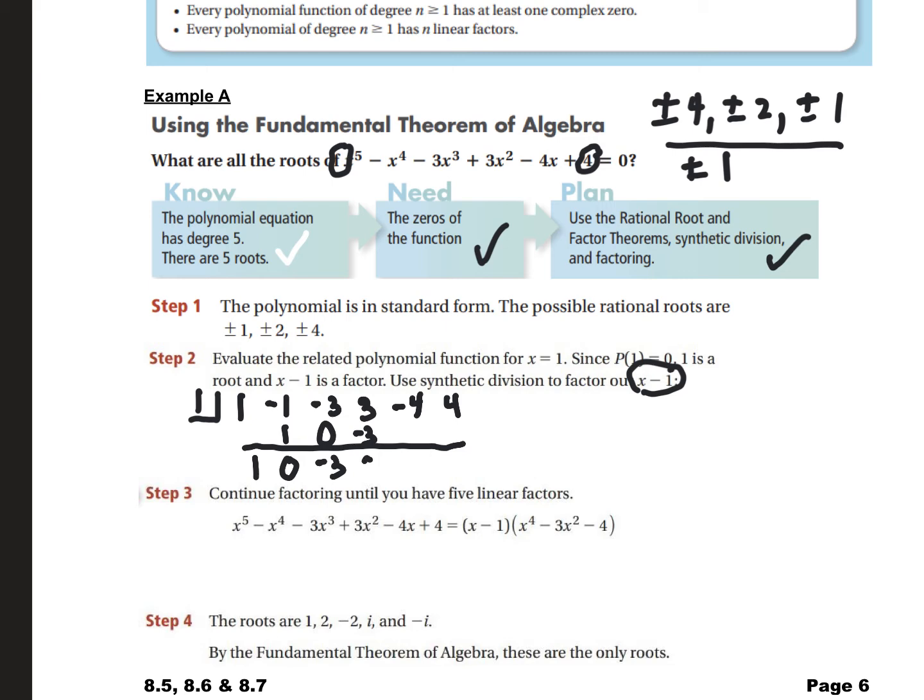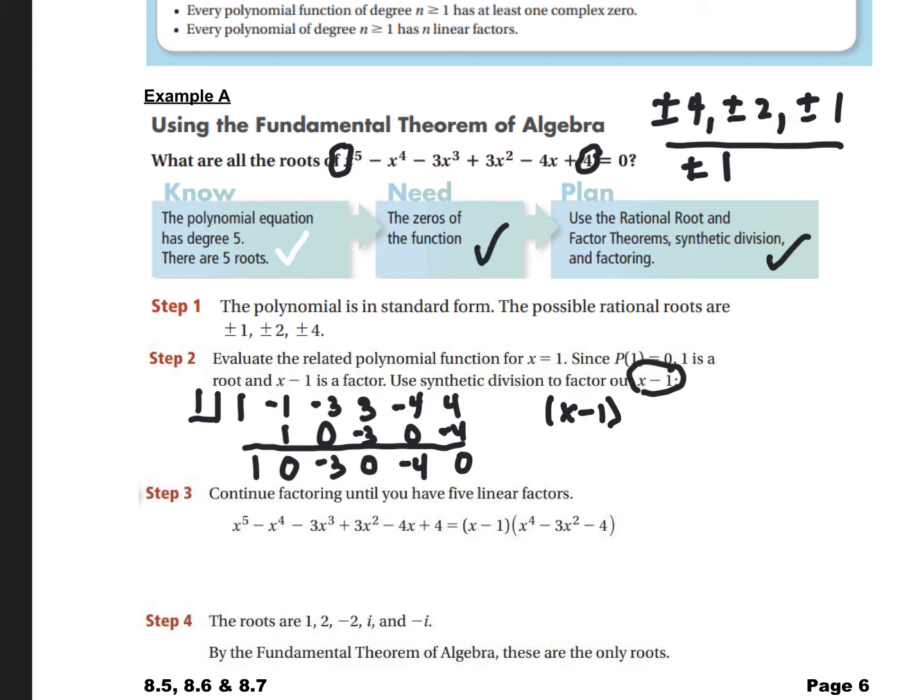3 minus 3 is 0. 1 times 0 is 0. Negative 4 plus 0 is negative 4. 1 times negative 4 is negative 4. 4 minus 4 is 0. And we notice that it is a factor. So we have x minus 1, and we're left with x to the 4th minus 3x squared minus 4. So we know that x minus 1 is a factor.